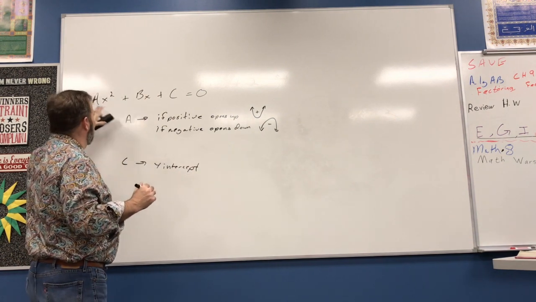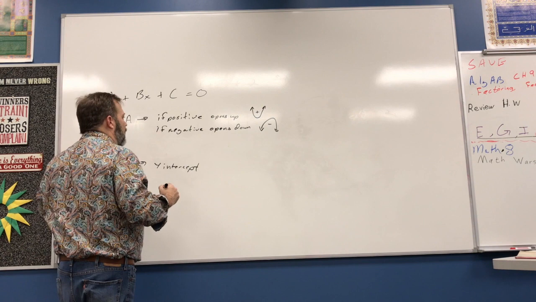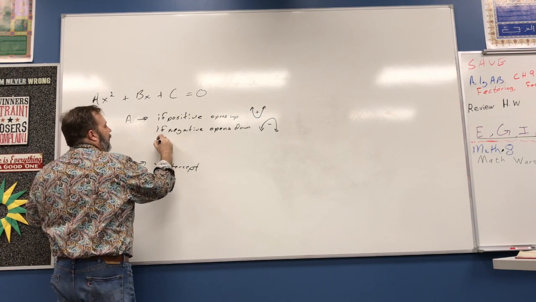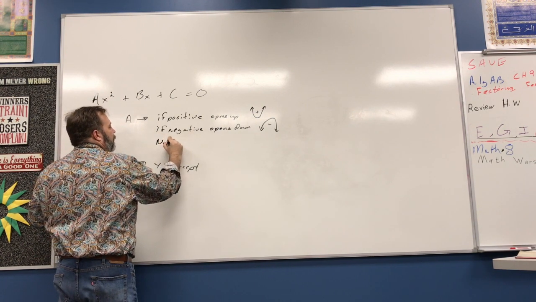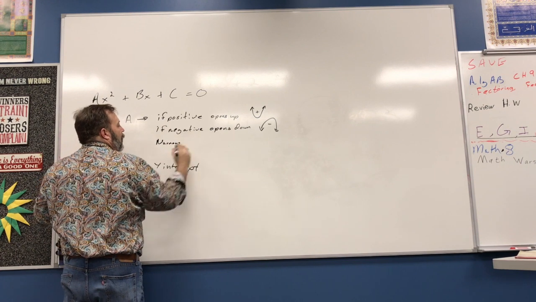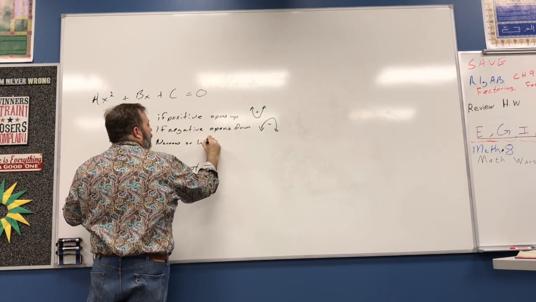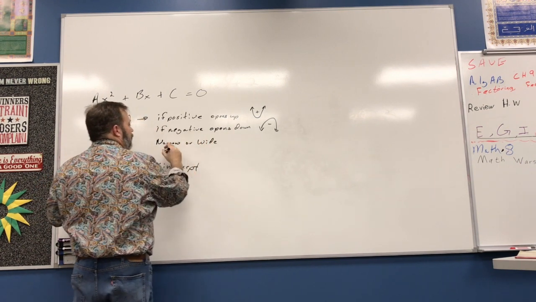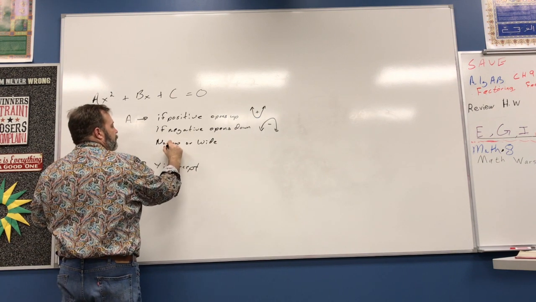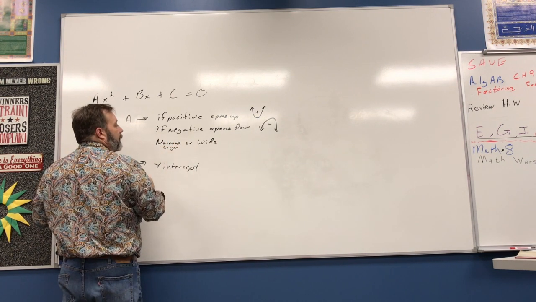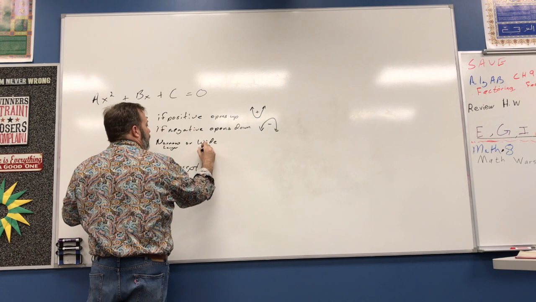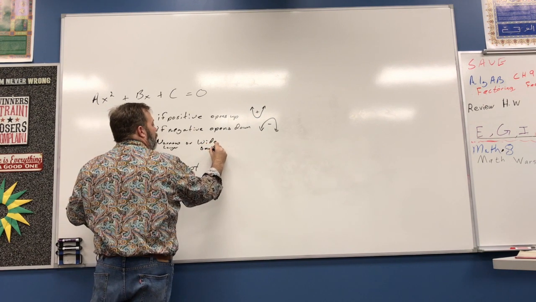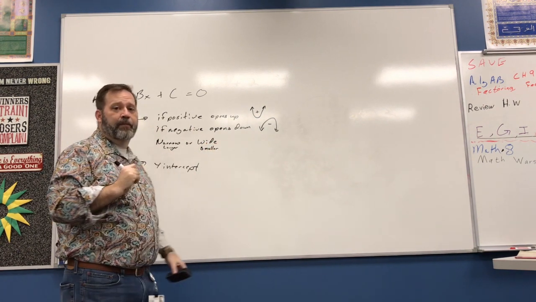So as we go back to A, what is something else that A tells us? A tells us whether or not it is narrow or wide. And the larger the number, the more narrow it will be. And the smaller the number, the more wide it will be.